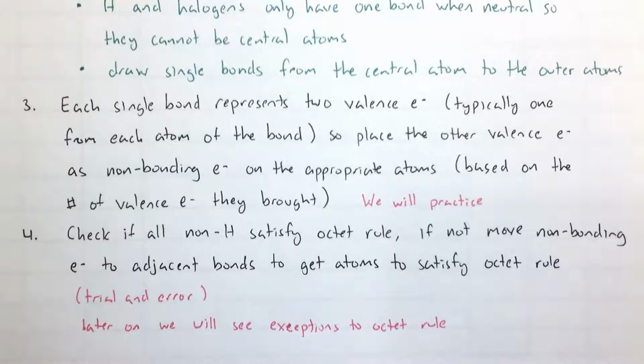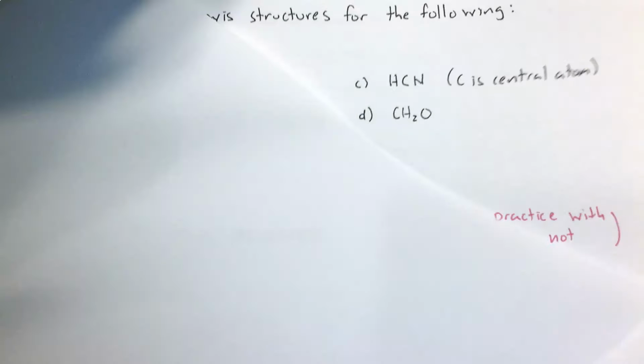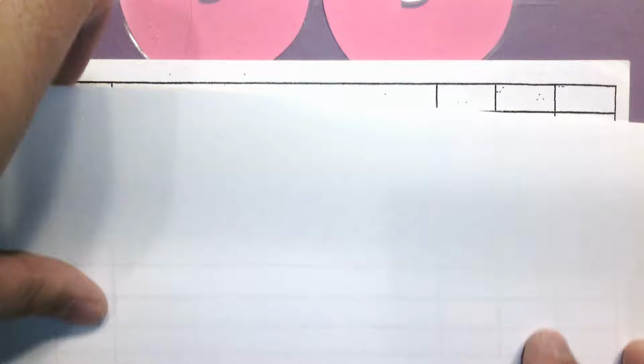Okay, let us grab a new piece of paper and start trying these examples. The first example is CHCl3. Again, I would suggest jotting down those rules, and we're going to refer to them as we go through each of these chemical formulas.